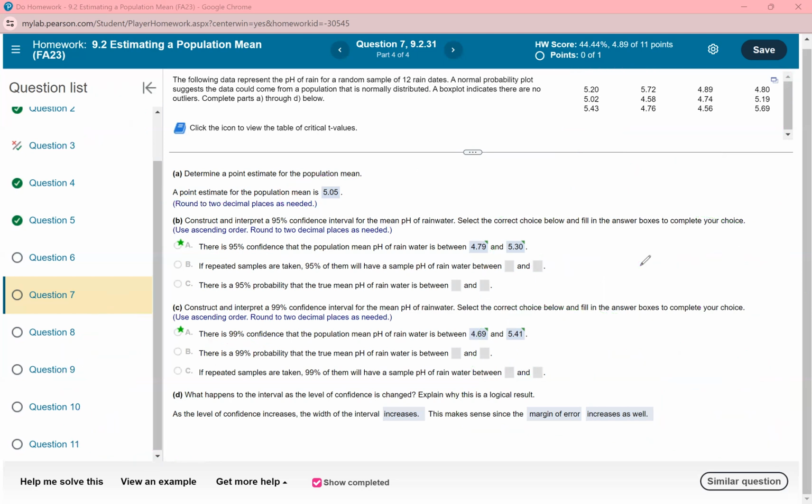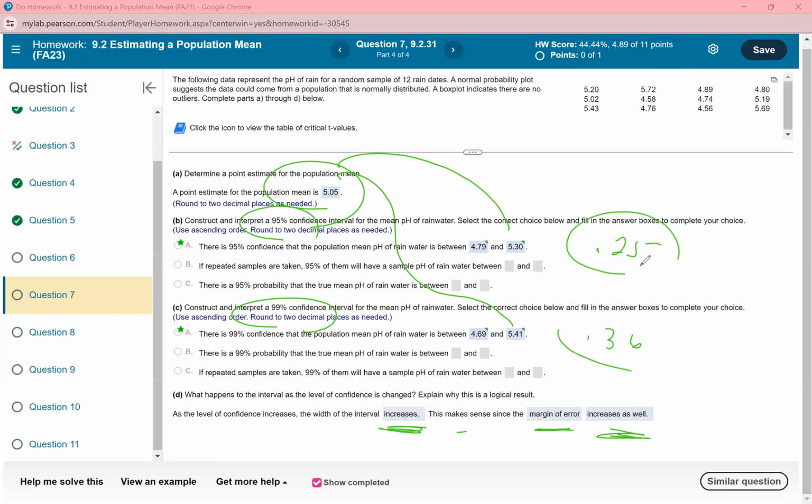So our mean was 505. So 505 to 530, that was an increase of 25. From 505 to 541, that's 0.36. So as my confidence level increases, the width of the interval increases. This makes sense that the margin of error increases as well.